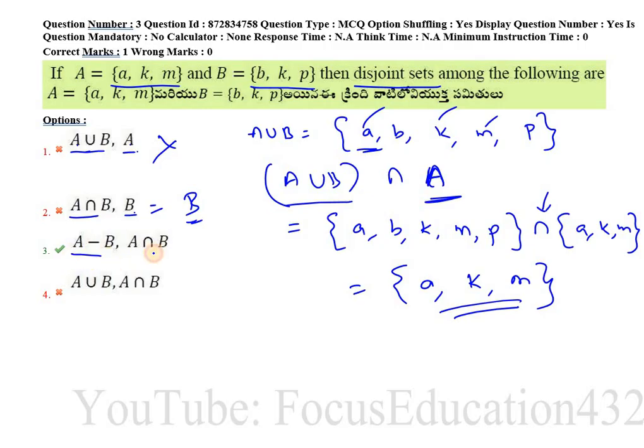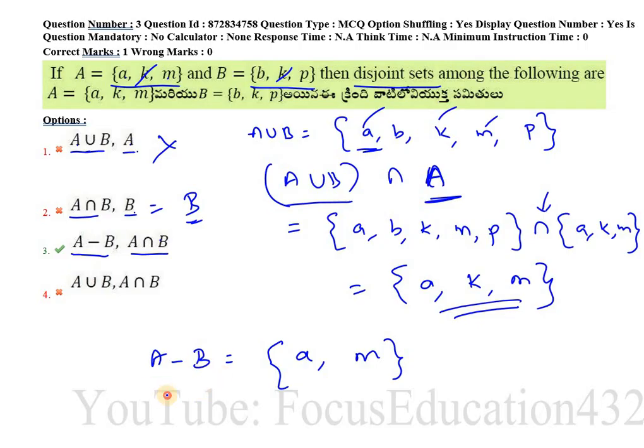But if you do A minus B and A intersection B, this is the answer, you will get disjoint sets. How? We will see. So A minus B means what is available in A but not available in B. So A is available here, so you write A. K is available in both places, so cancel this K. And M is not available in B, so this is A minus B: A, M.